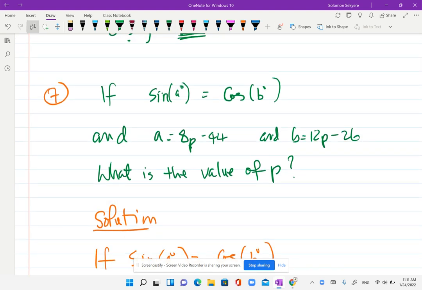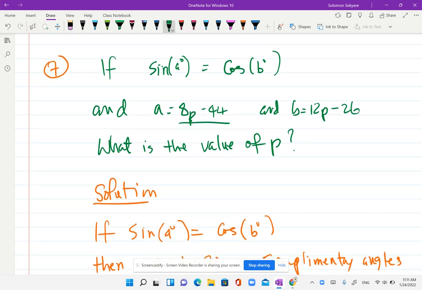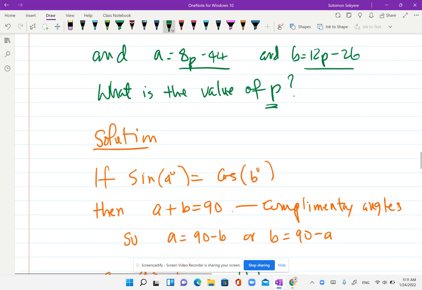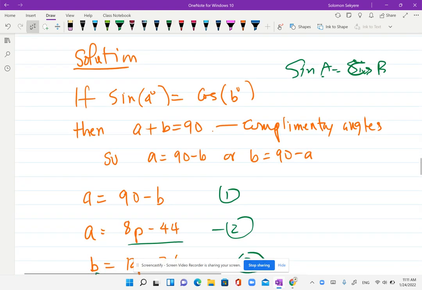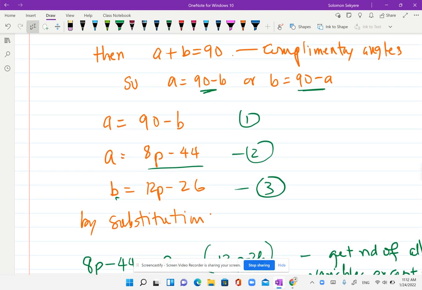Now, what about this here? If sine of A degrees is cosine of B degrees, and you're given A equals this value and B equals that value, what is the value of P? If sine of A equals cos of B, what did we say? A and B are complementary. That means A plus B equals 90, so A equals 90 minus B, or B equals 90 minus A. Now we have a system of equations: from complementary, 2 is given, 3 is given.